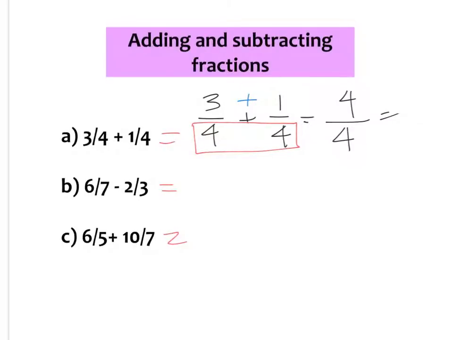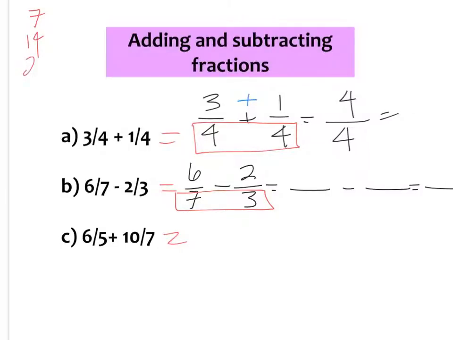Now let's go ahead and try the next problem. So we have 6/7 minus 2/3. Now the problem that we have here is that our denominators are not the same, so we cannot subtract them. So what that means is that we need to find a common denominator. Now, what is the denominator that we can have in common? We need to find multiples of 7 and 3. So we have 7, 14, 21, 28. And then for 3, we have 3, 6, 9, 12, 15, 18, 21.